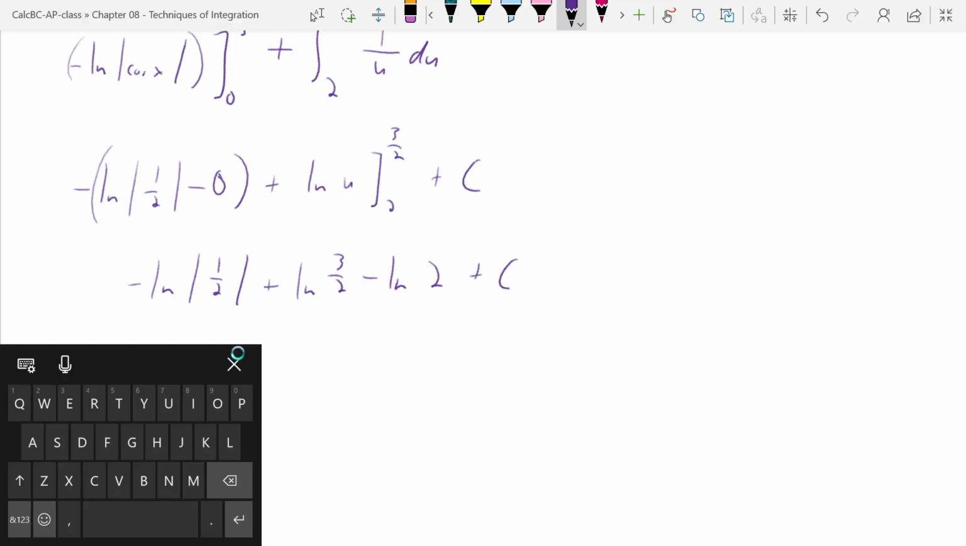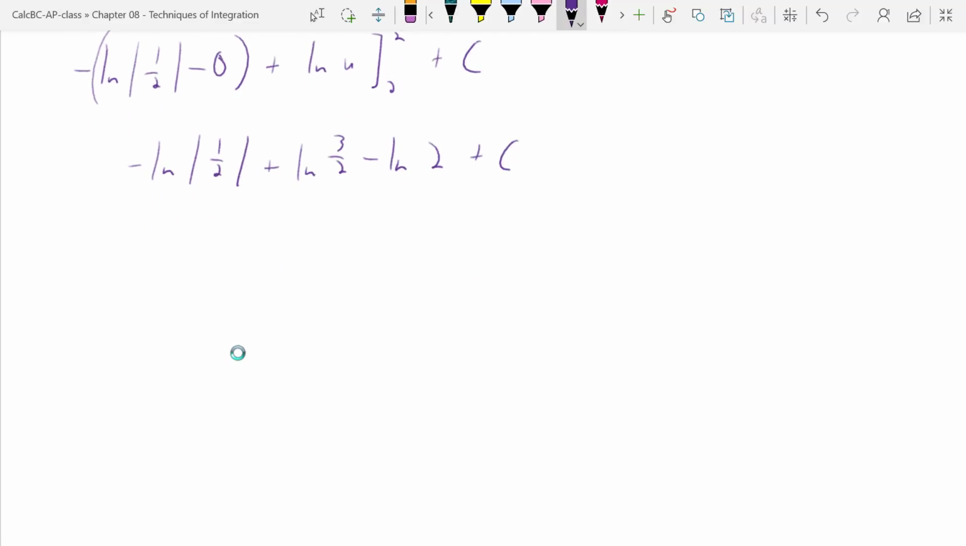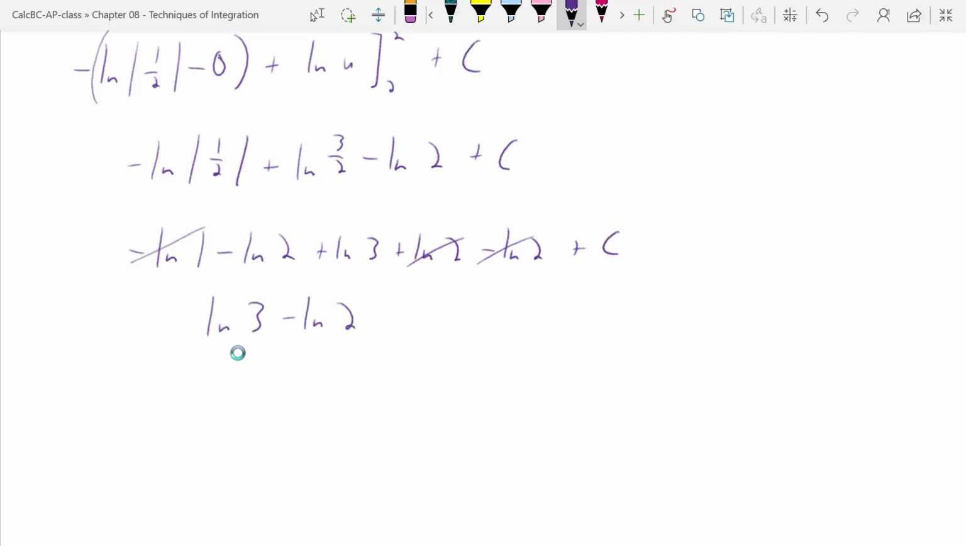Now we can do better than that. I can split some of these natural logs up to where I have the negative natural log of 1 minus the natural log of 2 plus the natural log of 3 plus the natural log of 2 minus the natural log of 2 plus c. So those go away. That's out. And if I flip the order, I just get the natural log of 3 minus the natural log of 2 plus c, or the natural log of 3 halves plus c.